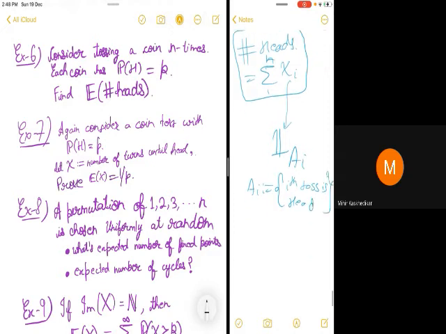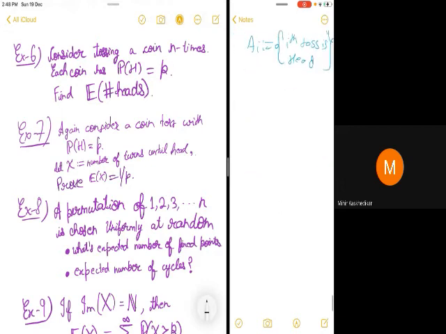So consider the indicator random variable over the event A_i, where A_i is the event that the ith toss is head. The indicator function takes the value 1 if the ith toss is head and 0 if the ith toss is tail. Now, what is the random variable, the sum of the indicator random variables A_i, where i is 1 to n?